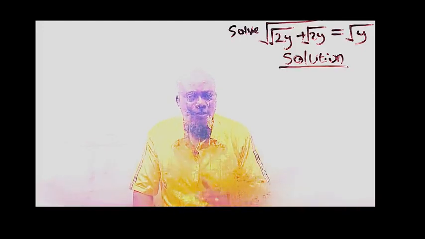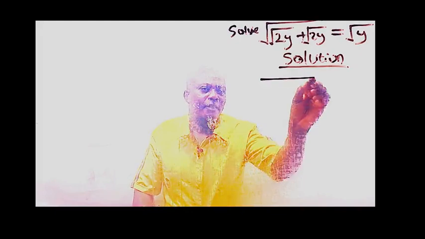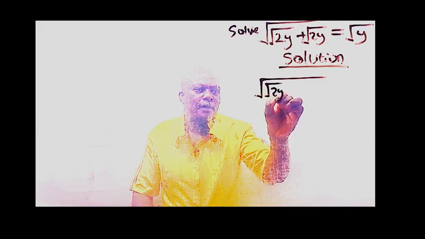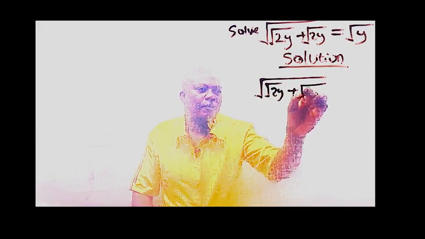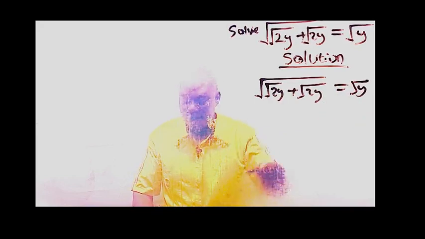It's not as difficult as it looks. So follow me to the end and see how it will be solved. The equation is √(2y) + √(2y) = √y.